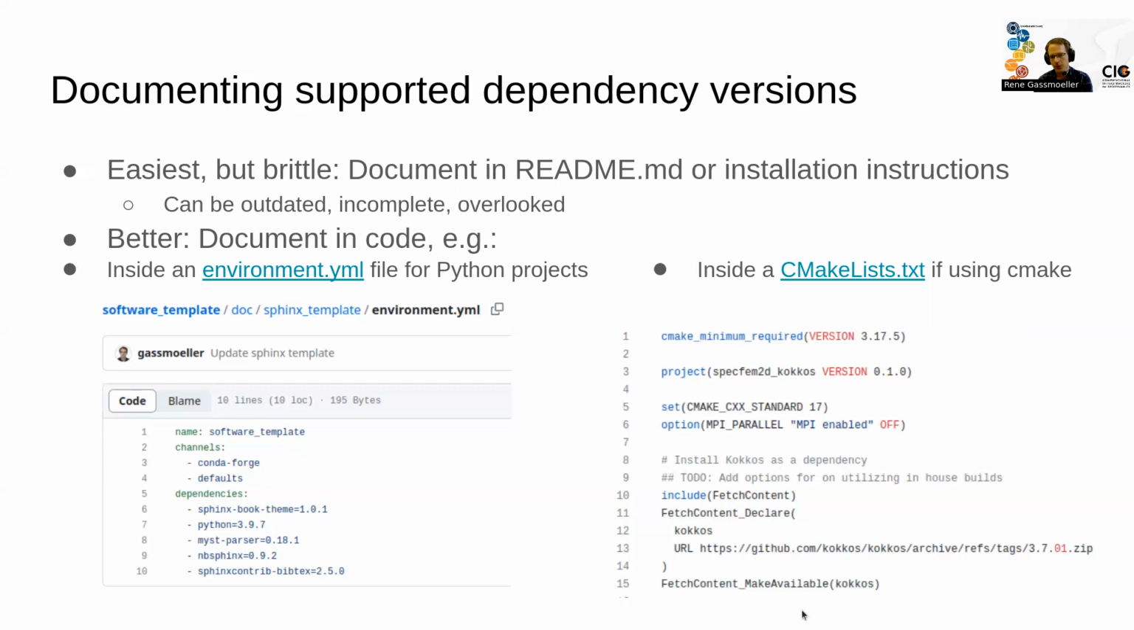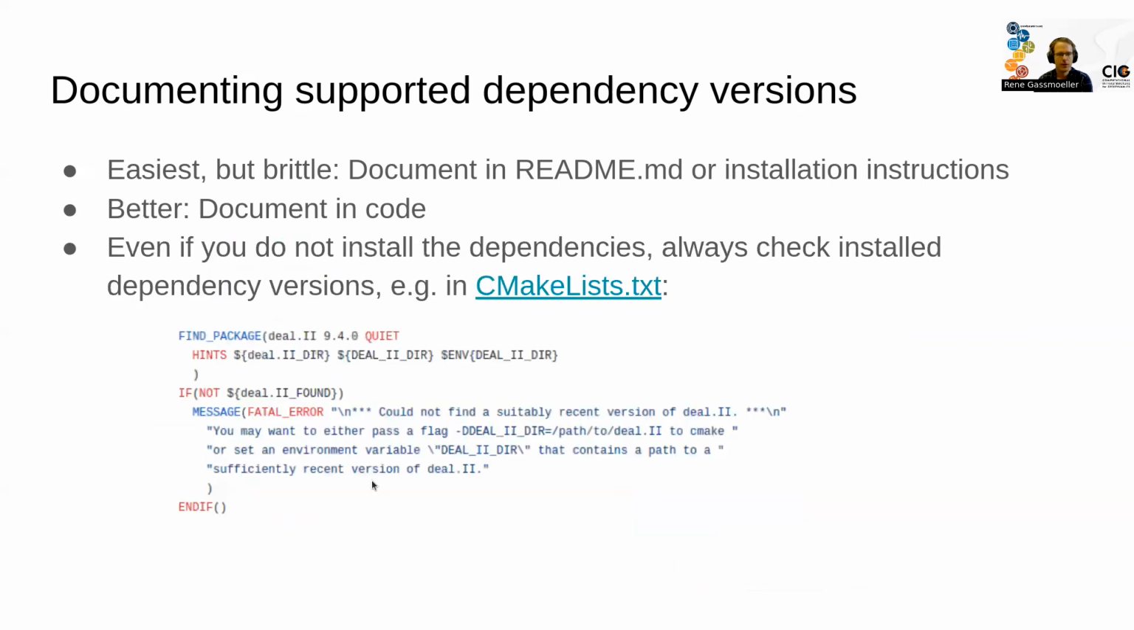Even if you don't use this relatively new feature in CMake, at least you can make sure that the dependencies that are found have a certain version. For this, the main command to find dependencies in CMake, which is called find_package, has the option to specify a minimum required version that you need to find of that dependency. If you don't find that, you can put out an error message and say, not a sufficiently new version found, for example.